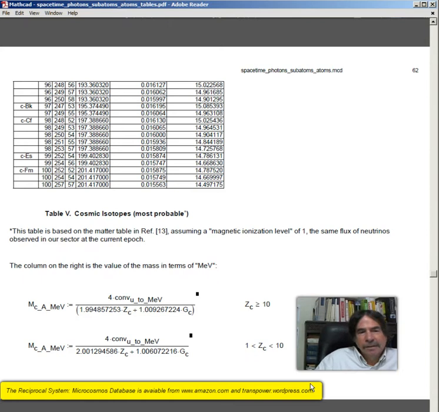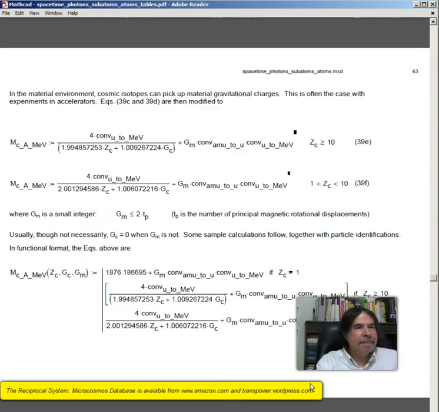We're assuming here that it's based on the matter table in reference 13, assuming a magnetic ionization level of 1, the same flux of neutrinos observed in our sector at the current epoch. The column on the right is the value of the mass numbers in MeV, so equations 39C and 39D give the values in MeV, just a conversion.